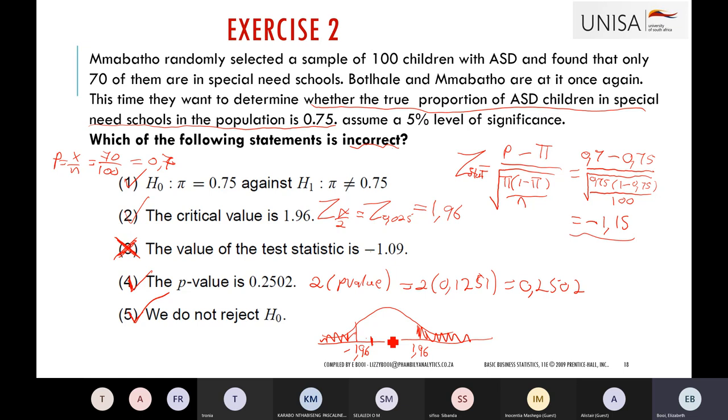Sometimes if you don't want to use the critical value and the test statistic, you can use the p-value. Since we know the p-value is 0.25, and if it's less than 0.05 we reject the null hypothesis. Here 0.25 is greater than 0.05, so we do not reject. So whether you use the p-value or the critical value and test statistic, we reach the same conclusion.